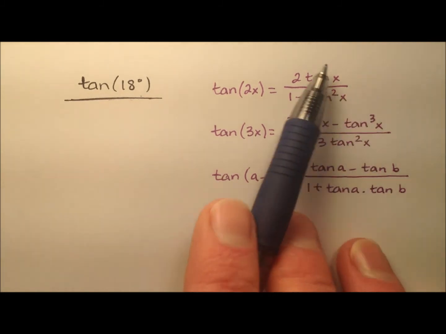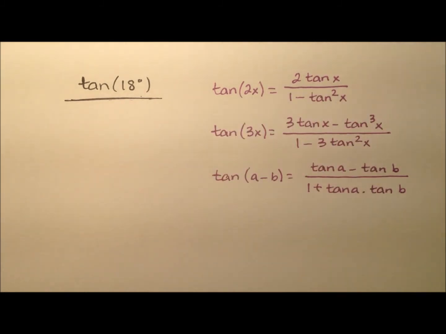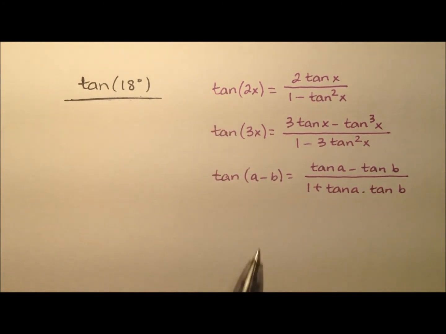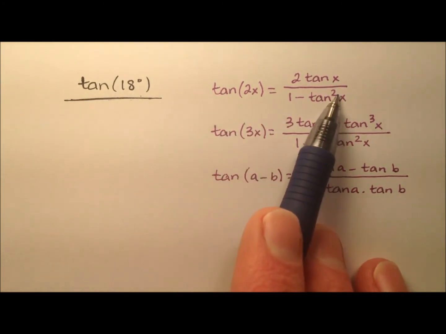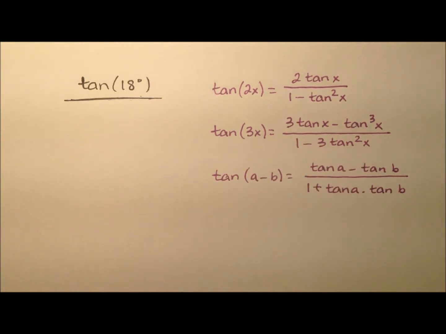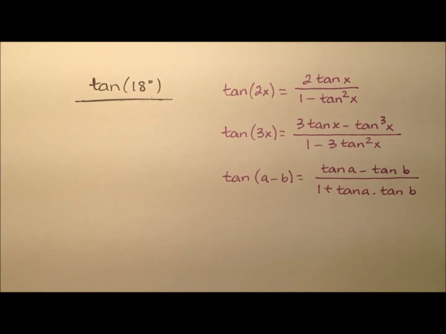And so you'll see over here on the right, I've included a few trig identities. All of them are for tangent. So we have the double angle identity, the triple angle identity, and the difference identity here. Okay, so let's get started.